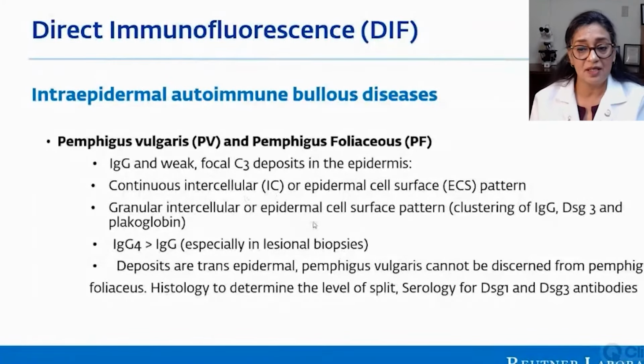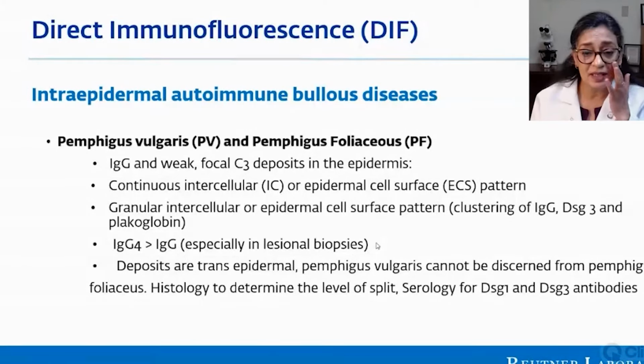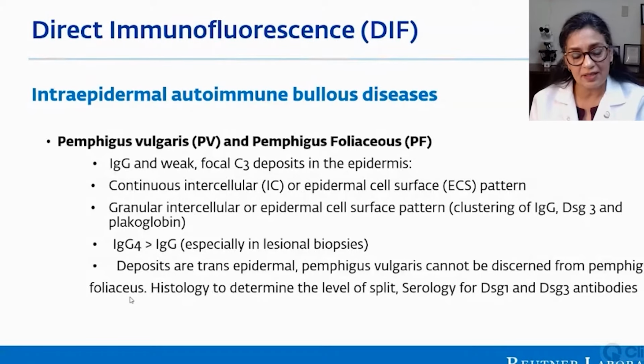And a granular pattern can sometimes be seen as well. At Boynton Labs, we also test for the IgG4 subclass because it makes the test more sensitive, especially in lesional biopsies where IgG may sometimes be very weak and focal. And since the deposits are transepidermal, present throughout the epidermis, DIF should not be used for differentiating between Pemphigus vulgaris and Pemphigus foliaceus. Variable intensities have been reported, like the intensity of deposits is stronger in superficial layers for PF, and it's throughout in Pemphigus vulgaris. But we recommend doing serology for DSG1 and DSG3 antibodies to make this differentiation.